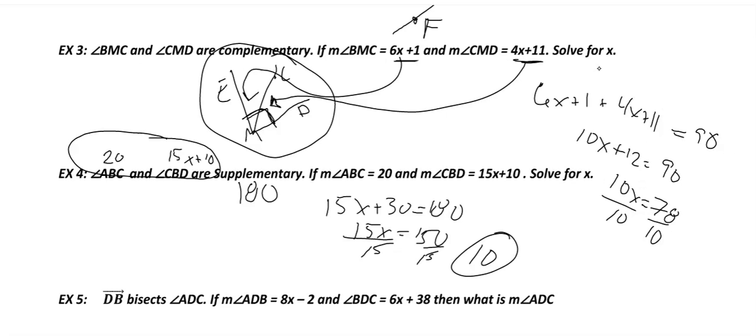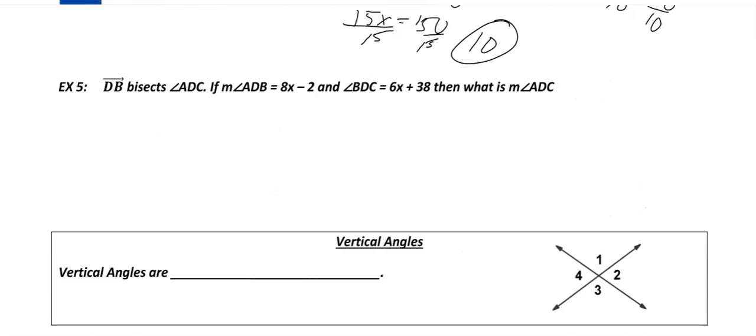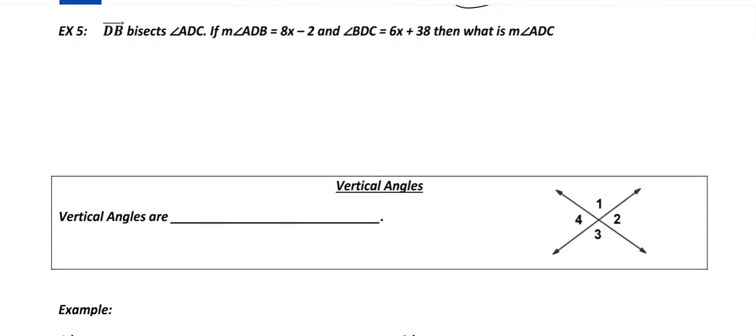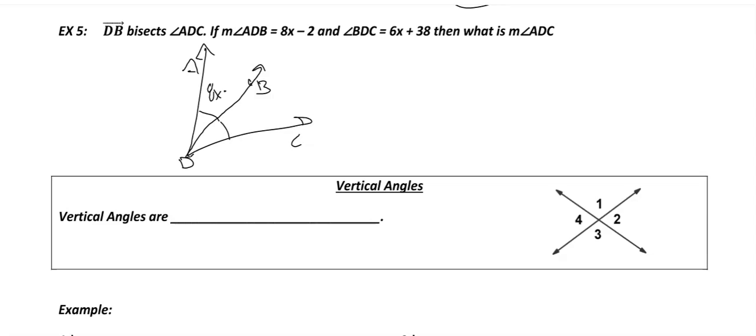Does it ask you to substitute back in? Nope, it just asks for what x is. Let's keep on cranking. Okay, next one. DB bisects that angle. Let's just draw it. ADC is bisected by DB. It says that ADB is 8x minus 2. BDC is 6x plus 38.